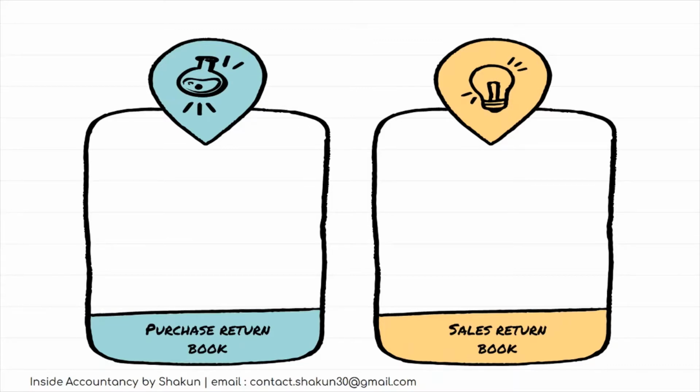Now, purchase return book is also called return outwards book, as purchase return is also known as return outwards. So, we also call it return outwards book. And this is a subsidiary book maintained to record the goods or materials which are returned to the seller of the goods that may have been purchased on credit.